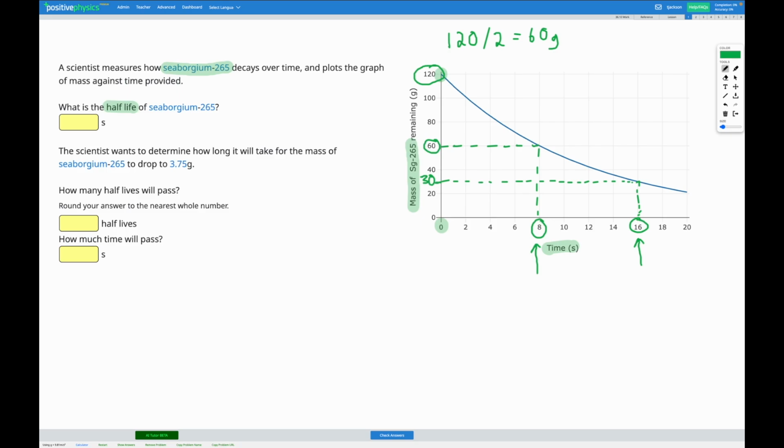So 8 seconds is our half-life. And as I've shown, you can measure that anywhere on your graph. It doesn't have to be from the starting mass, but that's often the easiest way to do it. So our half-life we're going to fill in here is 8 seconds.